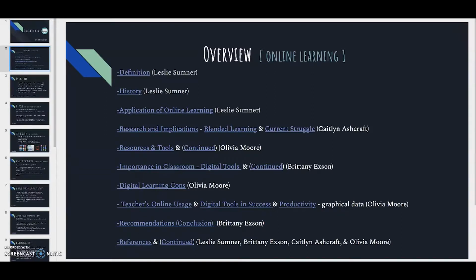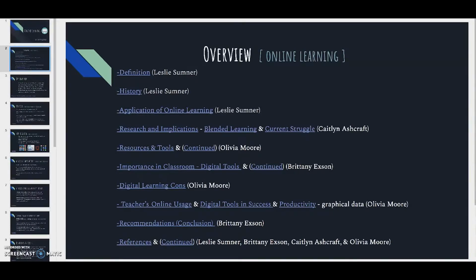the cons of digital learning, as well as our graphical data, which is the teacher's online learning usage, as well as the impact of digital tools in students' success and its productivity. There will also be a recommendations page, which is our conclusion, and a references page following.